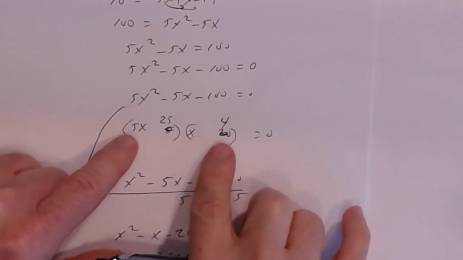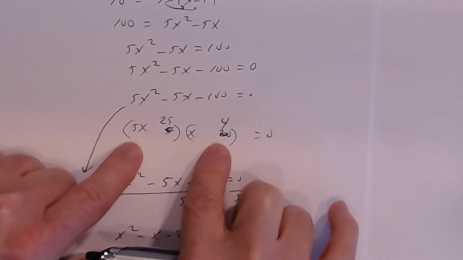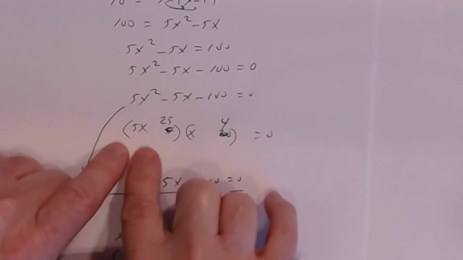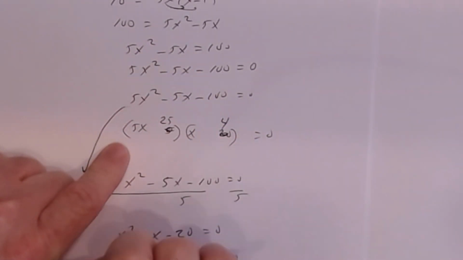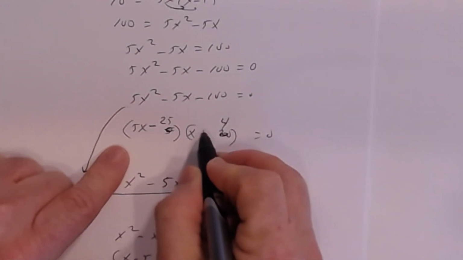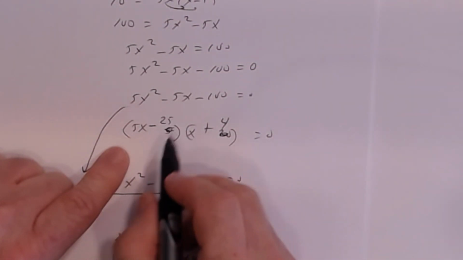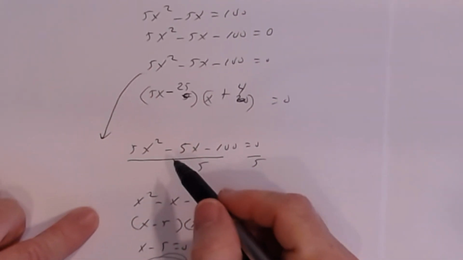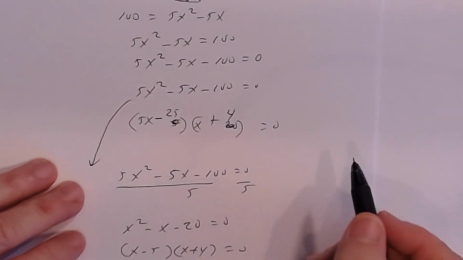So notice that the outer is 20x. Okay, that's going to work, because look, the outer is 20x, the inner is 25x. When I subtract them, I get 5x. But this one has to be negative, and this has to be positive. All right, so that's how you factor this if you did not divide both sides by 5, or if you did not factor out a 5.